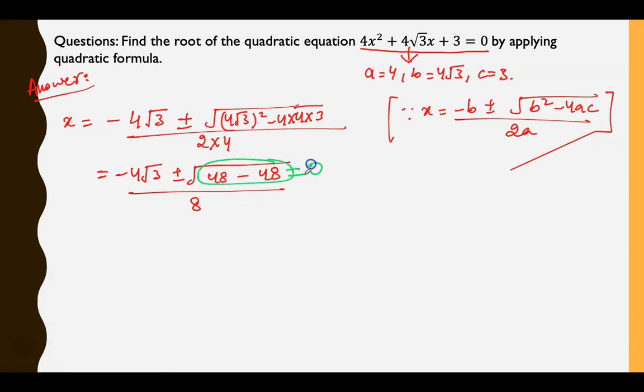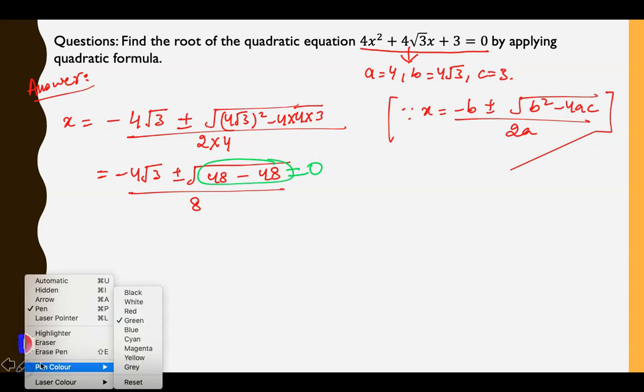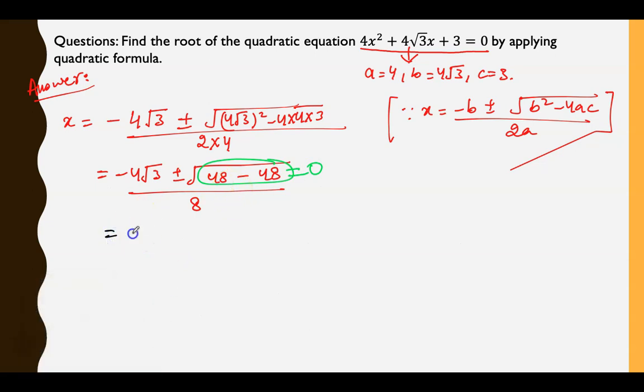you can say that this is going to be equal to 0, and now when you got it equal to 0, that means I can just write it as minus 4 root 3 plus minus 0, which will not make any sense because it will remain as it is, equal to 8. That would be minus 4 root 3 upon 8, and now this is going to give you, cancel these both, minus root 3 upon 2.